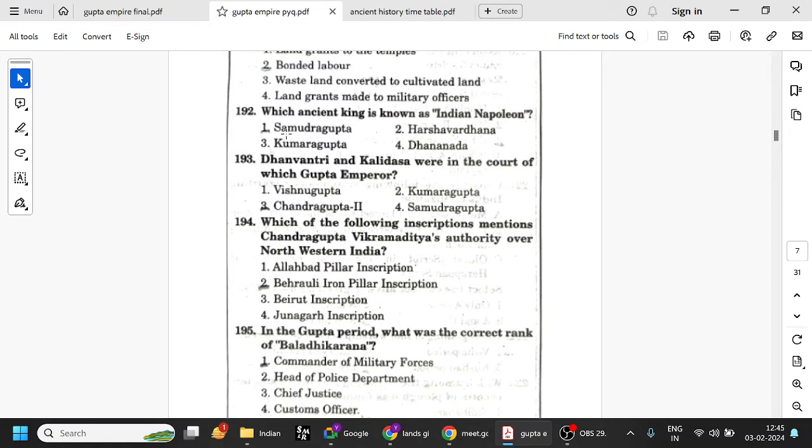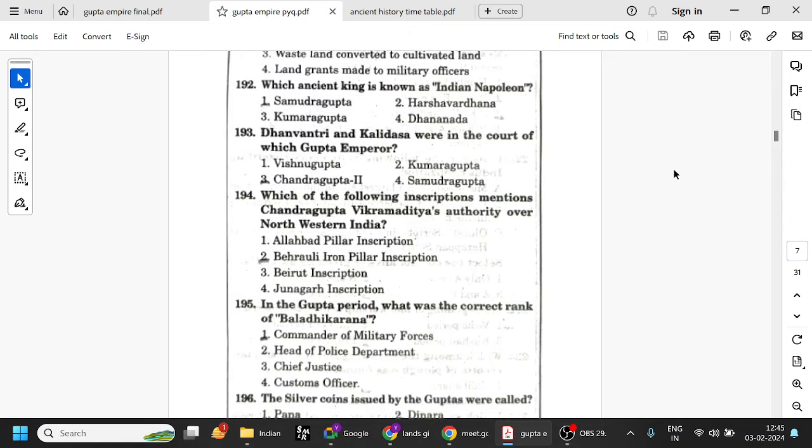So Indian Napoleon is Samudragupta. We have seen multiple times. Okay, Samudra, Indian Napoleon. You can remember like that also. Napoleon means he used to travel in the sea, right? So Samudra is ocean, so you can remember like that. Dhananda is the last Nanda Empire, Chandragupta, Nalanda University, Harshavardhana was the last great Hindu empire, 7th century.